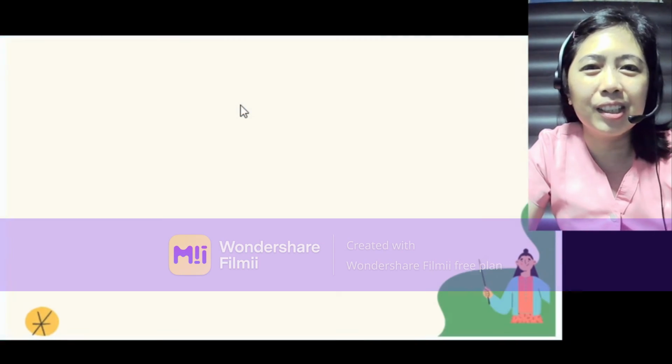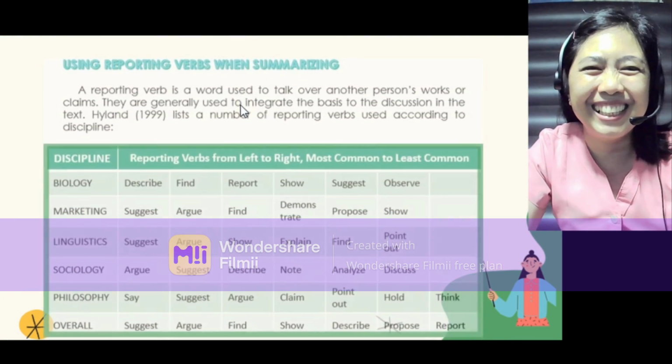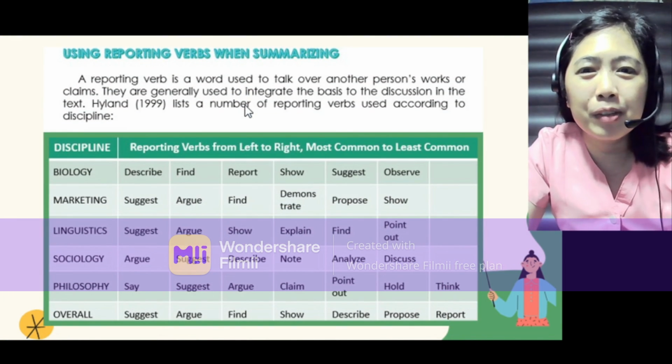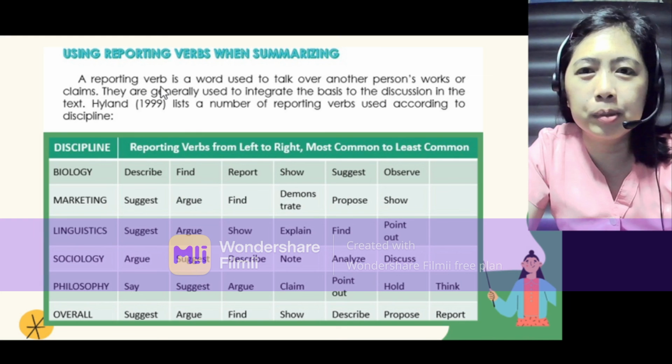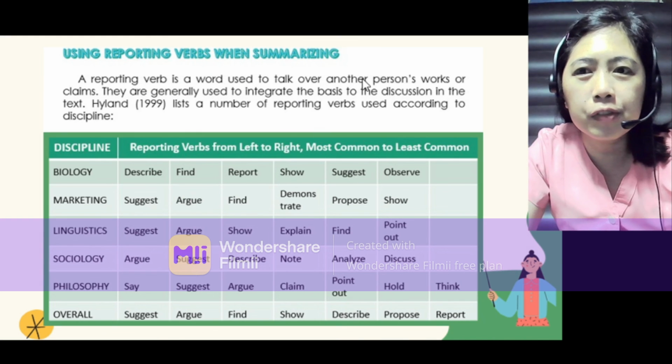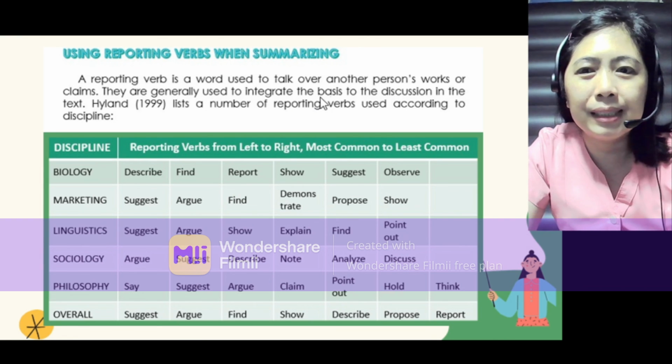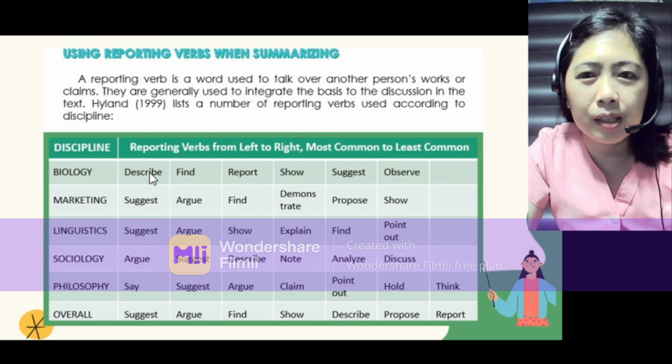Okay, these are some of the verbs that you can use when you summarize. We call them reporting verbs. They are used to talk about another person's works or claims. So they are generally used to integrate the basis to the discussion in the text. These are from the most common to the least common here.